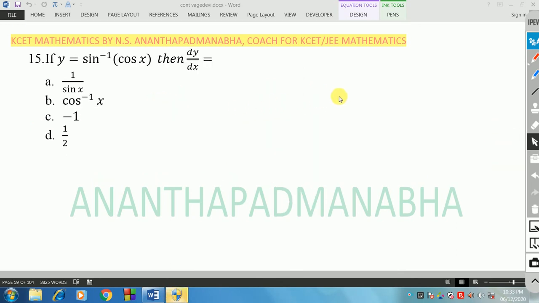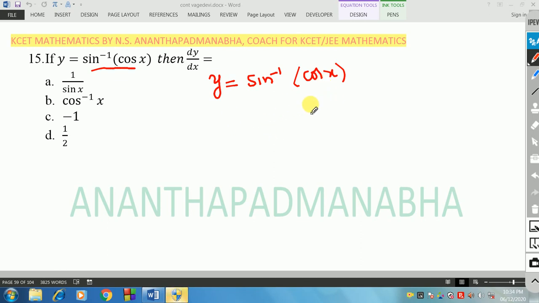Next we have y is equal to sin inverse of cos x. We have to find dy by dx. Option A 1 by sin x, option B cos inverse x, option C minus 1, and option D is 1 by 2. So we will consider y is equal to sin inverse of cos x. We know that sin inverse of sin x is equal to x within the definition of the inverse trigonometric functions, that is, within the definition of its domain.